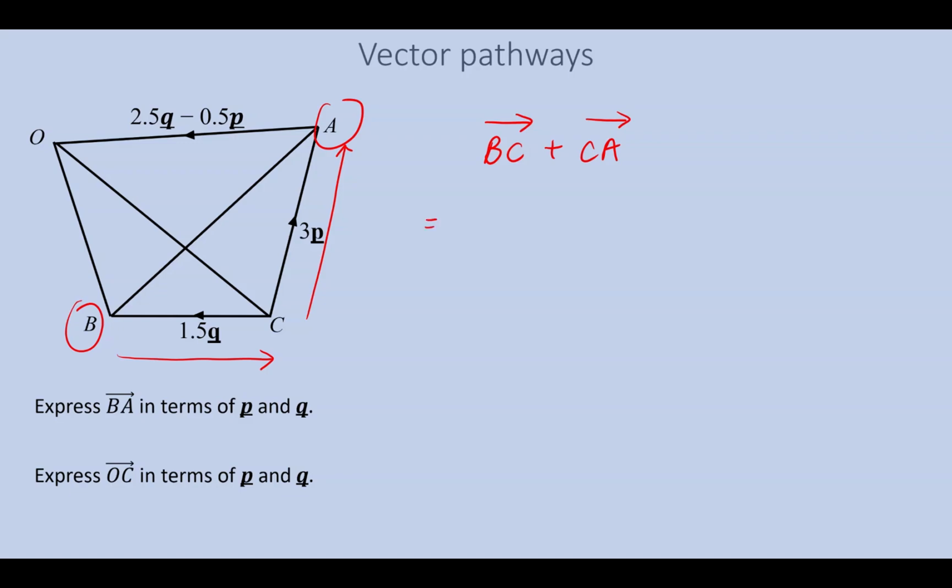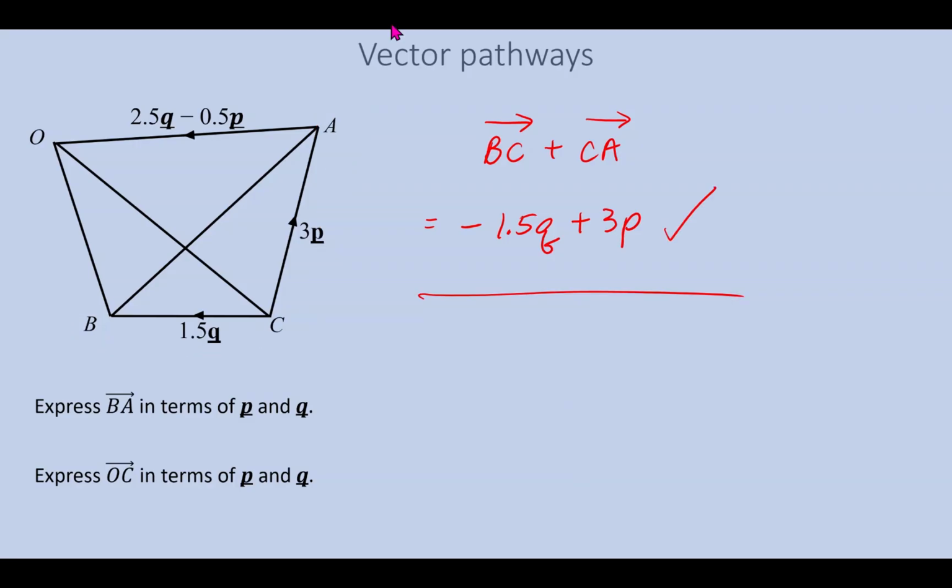And then I'm going to take my time, look at BC. That is the opposite to the direction. So it's a negative 1.5Q. And then I want this direction still, so it's 3P. And there's no like terms to collect. And then that's it for my first part.